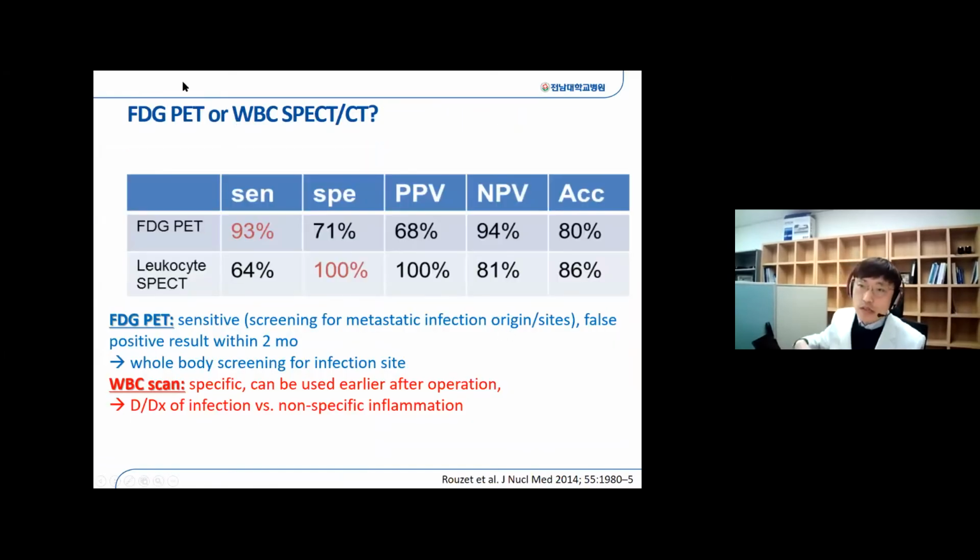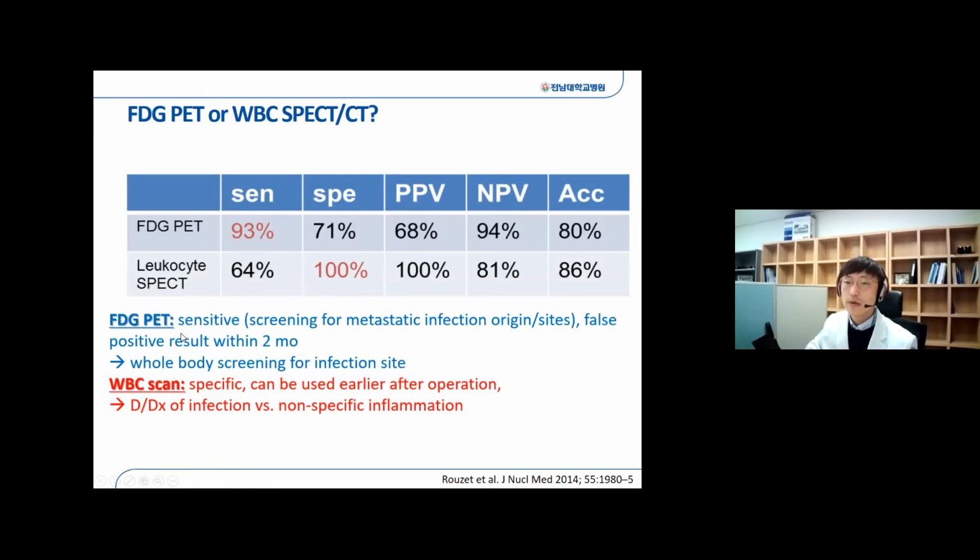Then which modality should we use, FDG PET or WBC SPECT CT? FDG PET is quite sensitive, but it can show some false positive findings. So the specificity is not as good as its sensitivity. In contrast, the WBC scan is quite specific for infection, differentiating infection from non-specific inflammation, but its sensitivity is not as good as that of FDG PET.